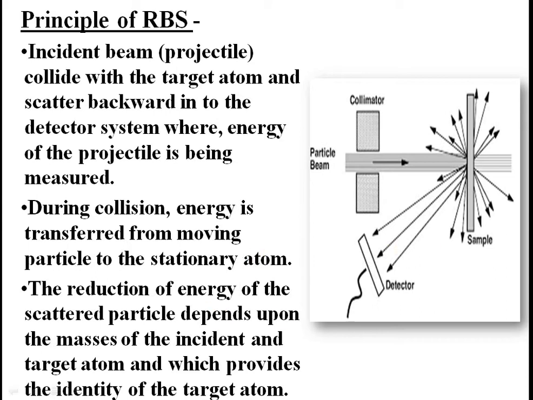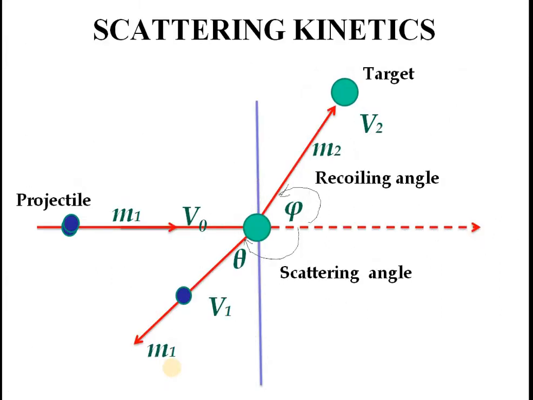And the reduction of energy of the scattered particle depends upon... this is a very important point. The reduction of energy of the scattered particle depends upon the mass of the incident particle and the target particle, which provides the identity of the target atom. That is very important. That is what provides you the signature. So see what is happening in fact. We have a projectile here, whose mass is m1 and which is colliding with the target with a velocity v0.